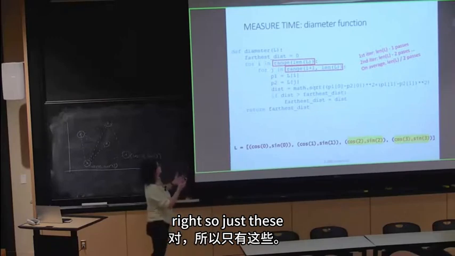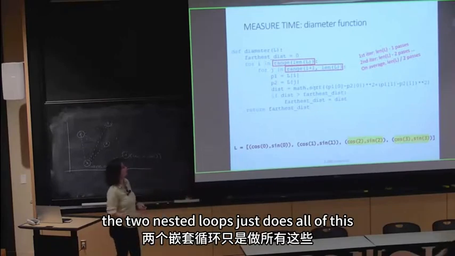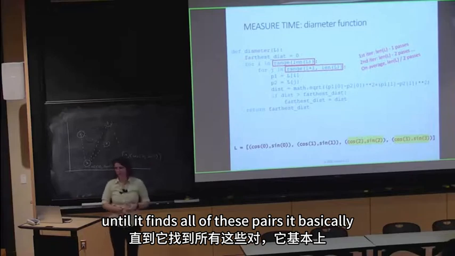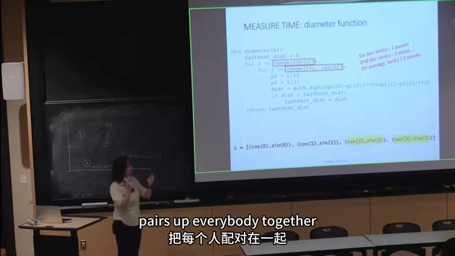So just the two nested loops does all of this until it finds all of these pairs. It basically pairs up everybody together.